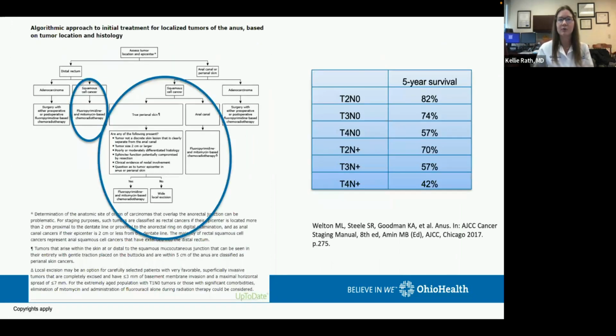And so when we think about treatment, we kind of have two places of treatment. Patients that have a perianal skin cancer are most likely treated with a wide excision. So a small 2-centimeter lesion that's not invading into the anal canal, not involving the sphincter, can be treated with excision. Those patients that have a true anal canal cancer, or rectal cancer, are typically treated with primary chemo and radiation. And again, you can see the survival for small tumors that are not lymph node positive is good. As the tumors become larger, more locally invasive, or lymph nodes are positive, the survival decreases.